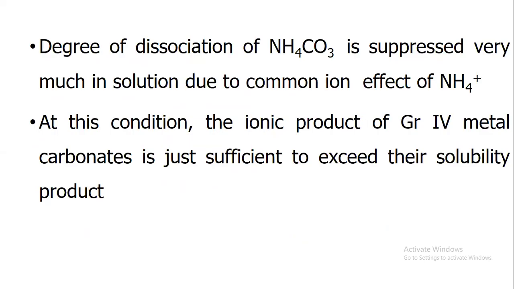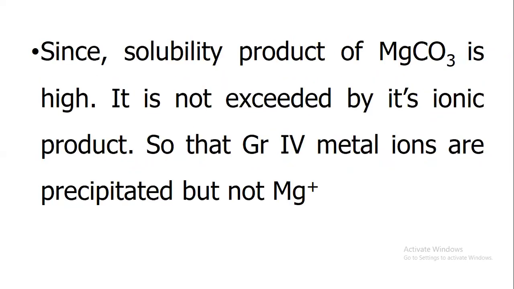The degree of dissociation of ammonium carbonate is suppressed very much in solution due to the common ion effect. At this condition, the ionic product of group IV metal carbonates is just sufficient to exceed their solubility product. Since the solubility product of magnesium carbonate is high, it is not exceeded by its ionic product, so group IV metal ions precipitate but not magnesium.